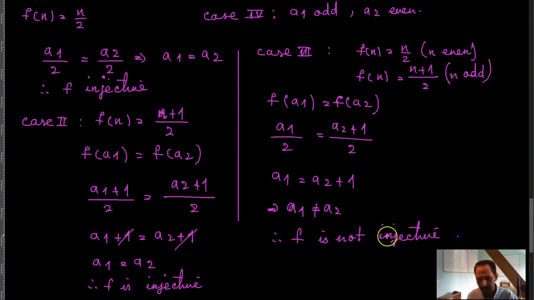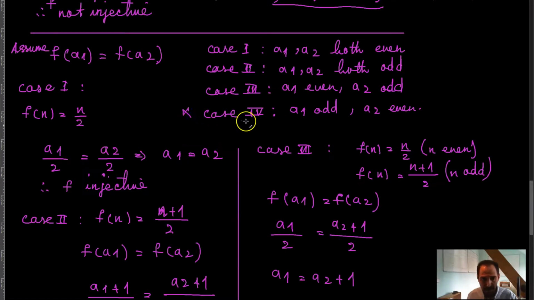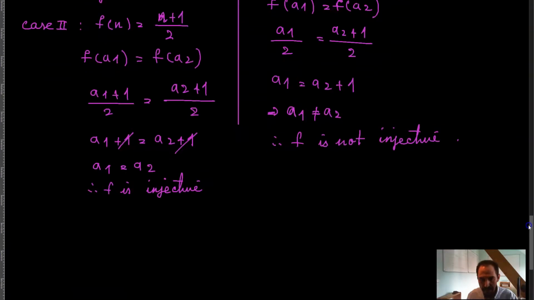Now, since you have shown that in one case f is not injective, then you don't have to examine this case anymore. Then you can basically conclude the same thing, that f is not injective, as your final conclusion, right?